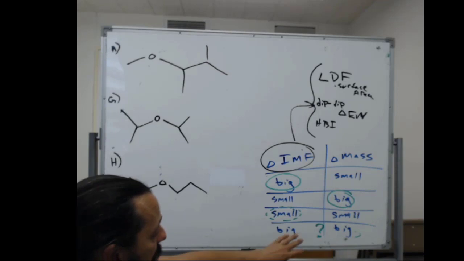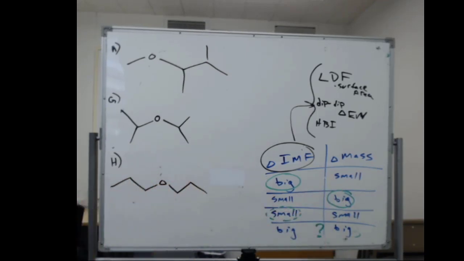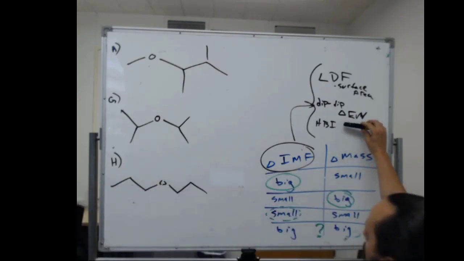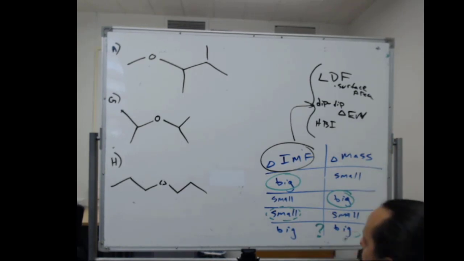So we're going to be in one of these two situations. In either case, the IMFs are going to matter. So then we say, okay, well, how are the IMFs different? And the first thing we look at is, are they going to have hydrogen bonding interaction, our strongest IMF? So we start thinking about the strongest thing first. And we say, well, we've got oxygens, but none of those oxygens have hydrogens attached to them. So we're not going to have any hydrogen bonding interaction. We're not going to have that really polarized hydrogen possibility.